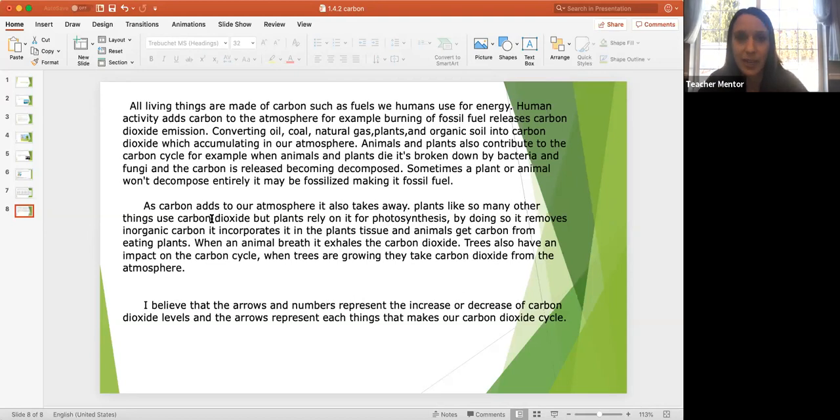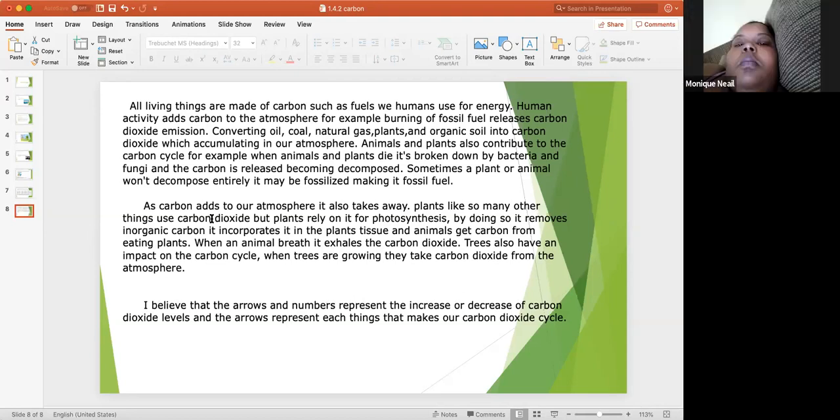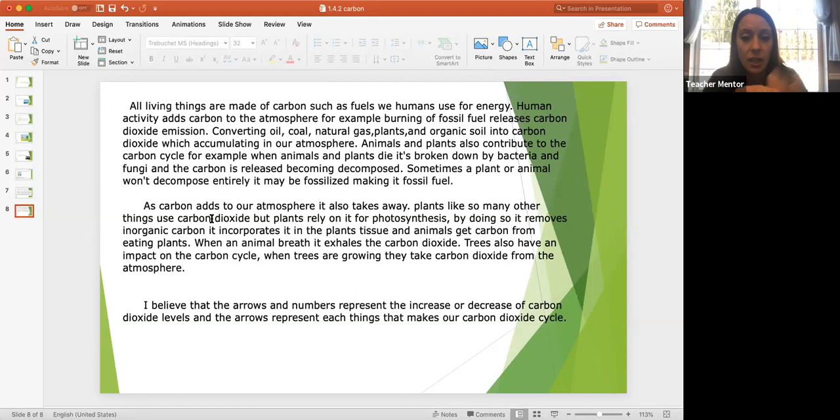So here they're explaining how, again, carbon is used for photosynthesis. When other organisms eat producers or plants, we're getting that carbon into our bodies as well. And then the last part: I believe that the arrows and numbers represent the increase or decrease of carbon dioxide levels, and the arrows will represent each other that makes our carbon dioxide cycle.